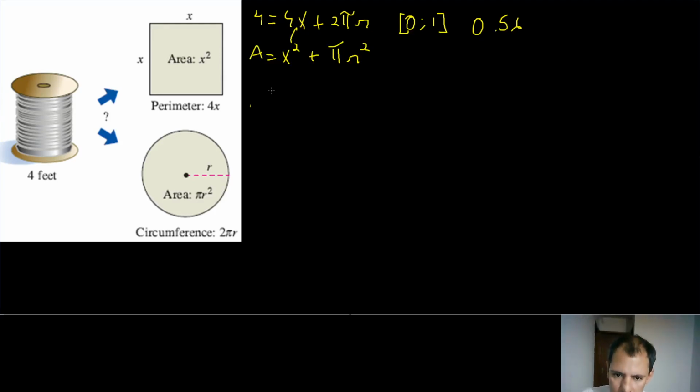So we have to replace x equals 0. Let's think about that, okay? If that's the case, then you have 4 equals 4 times 0 is 0, 2 pi r. That means that r equals 4 divided by 2, it's going to be just 2 divided by pi. Okay? Now, if this is what you have, what's going to be the area?